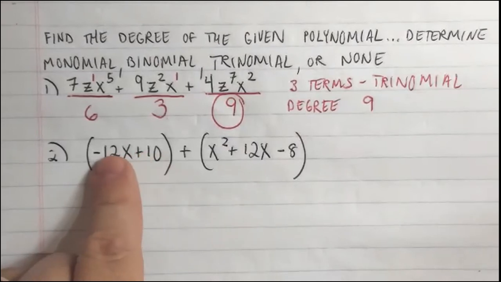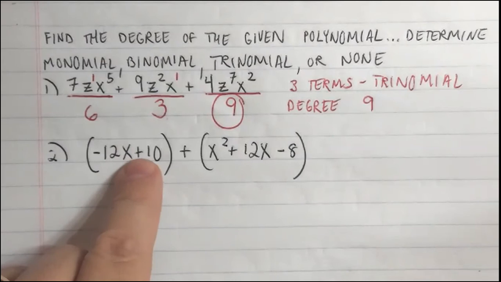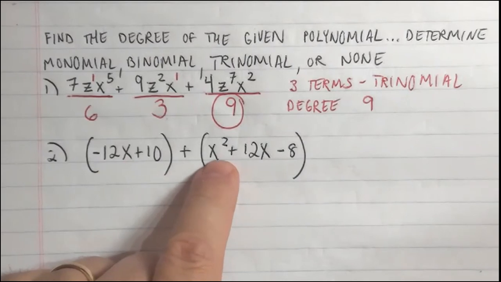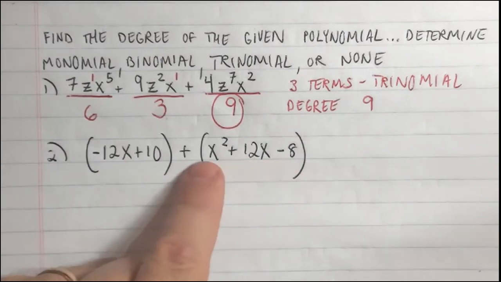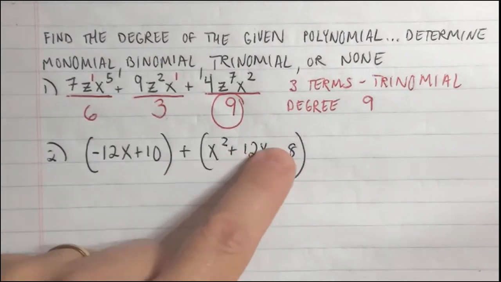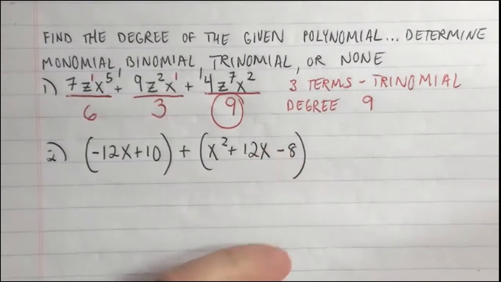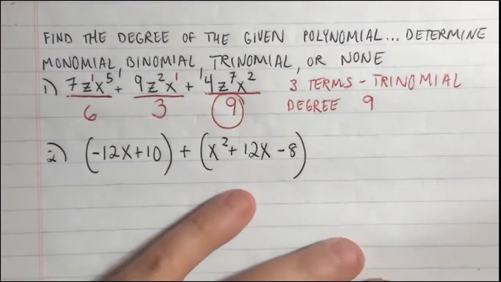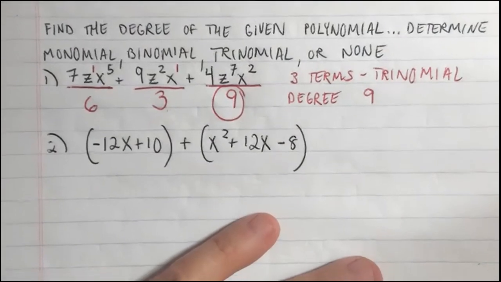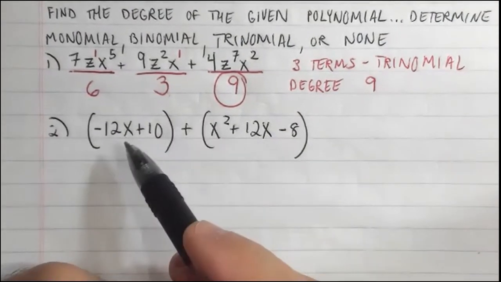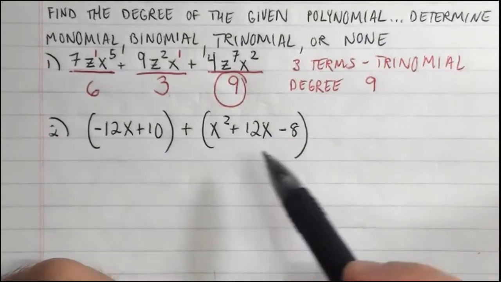So how many terms do we have in this first parentheses here? We have the negative 12x and the 10, right? So we have 2 terms. This is called a binomial. Come over here, we got x squared, 12x minus 8. So this is actually 3 terms. This is called a trinomial. Not so important on this because that's not really what we're doing to solve this, but it's good to review it. So what you're doing is you're adding these 2 together.